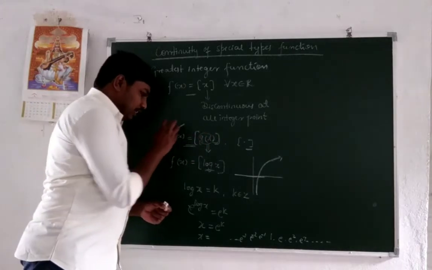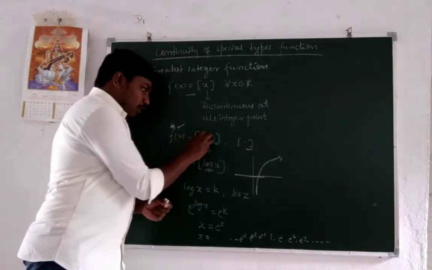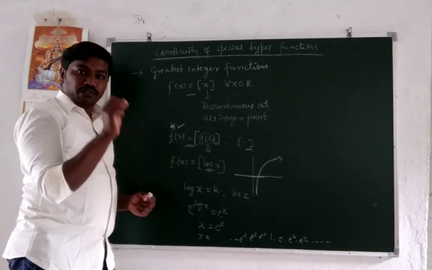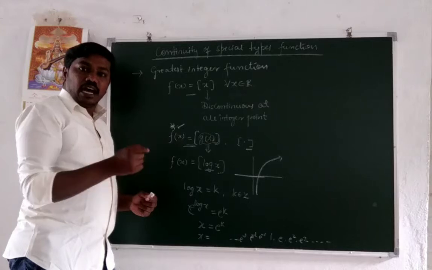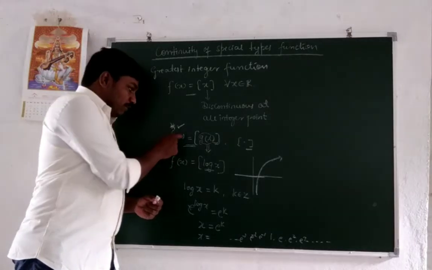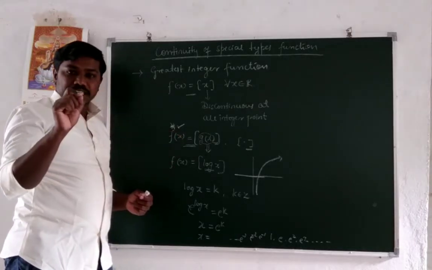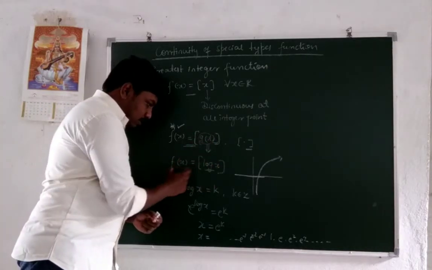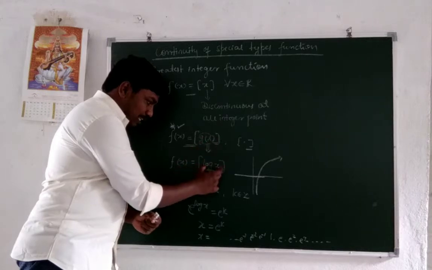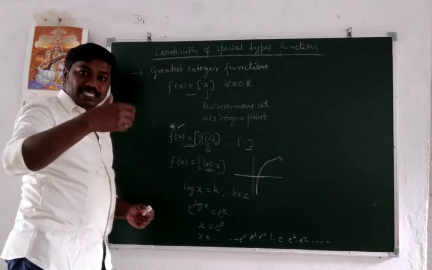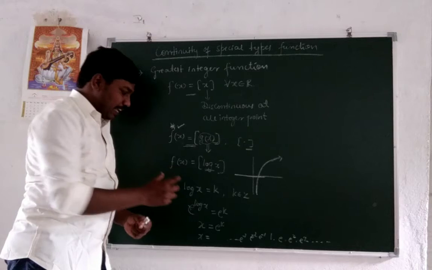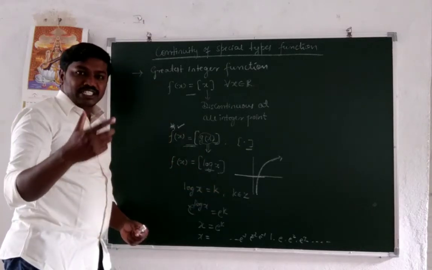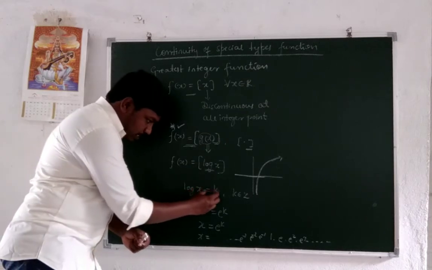So how to check the continuity of this function: wherever g of x becomes an integer, at that point f of x is discontinuous. So here, g of x is log x. So log x becomes what? Integer. Taking the integer generally as k, log x is equal to k.